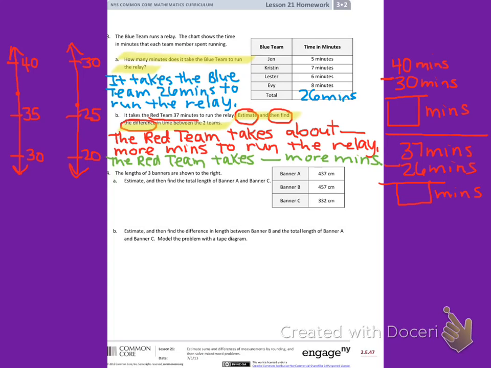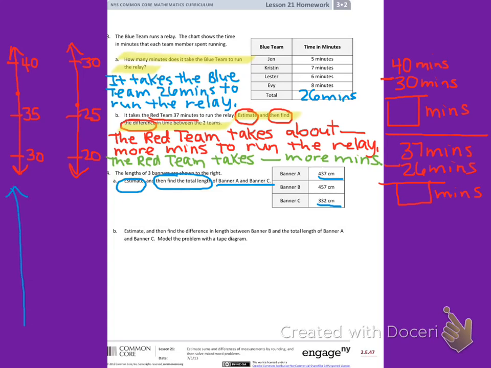Question 4. The lengths of 3 banners are shown to the right. Estimate and then find the total length of banner A and C. We need to remember to estimate, so I'm going to circle that, and then find the total length, underlining A and C. Banner A is 437 centimeters. Banner C is 332 centimeters. If we're going to estimate, use those two numbers to estimate. It would be my recommendation you round to the nearest 10.